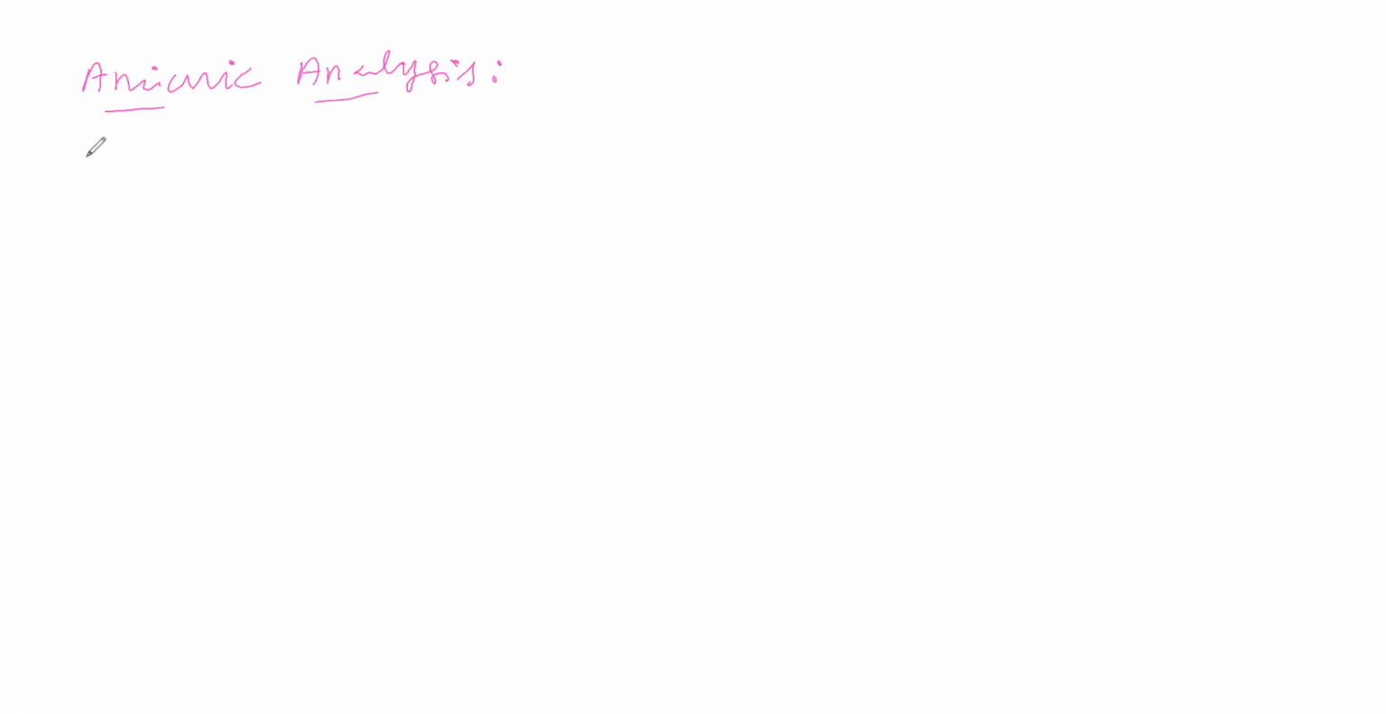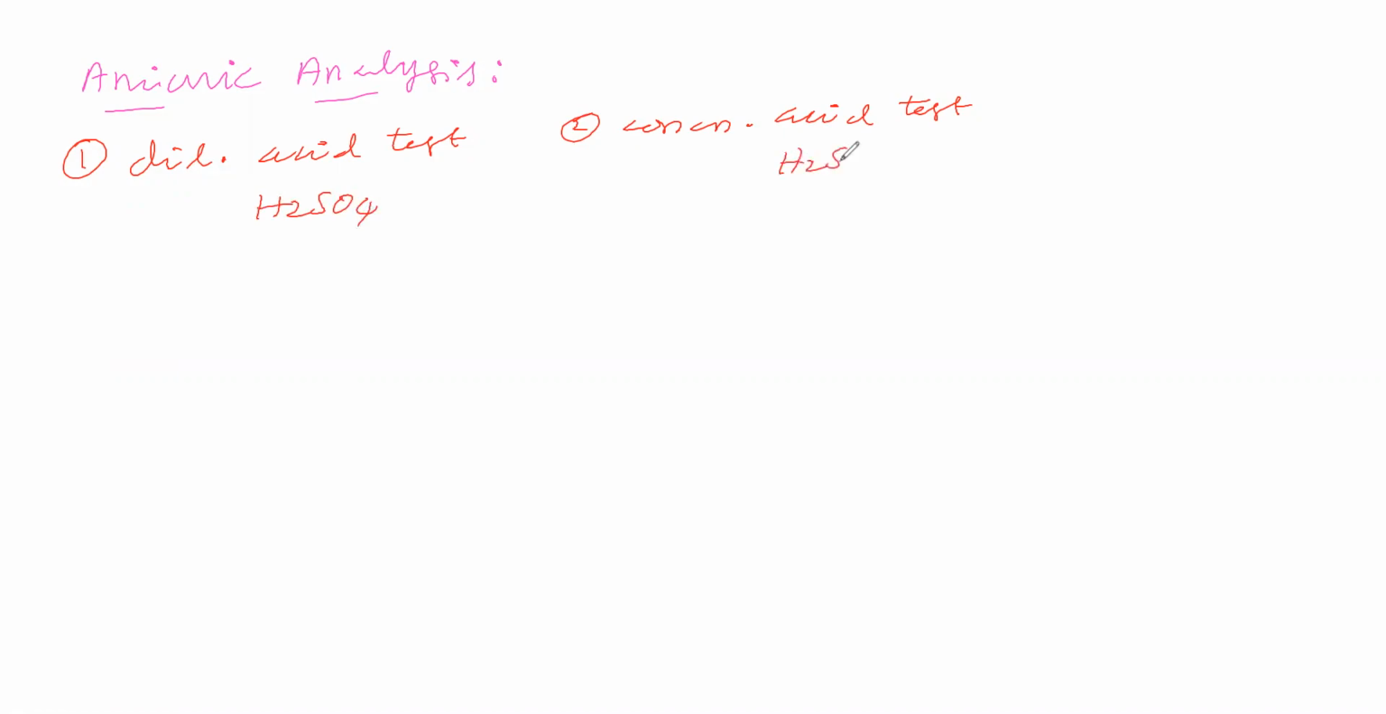In this anionic analysis, one test is called the dilute acid test. Another test is called the concentrated acid test. Here, acid means we can use sulfuric acid. So in the anionic analysis, two tests are there: one is the dilute acid test, another is the concentrated acid test. Dilute acid means dilute sulfuric acid, and concentrated acid means concentrated sulfuric acid.